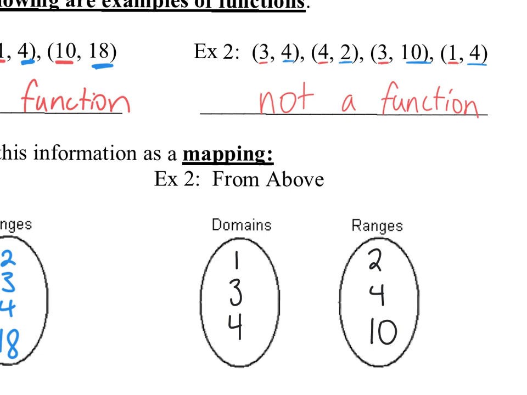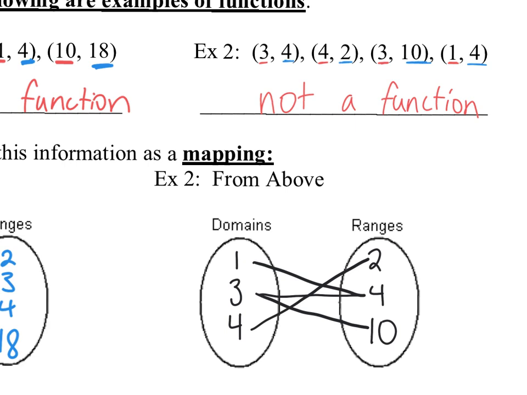And now we just draw our lines in the right spots. So 3 maps onto 4. 4 maps onto 2. 3 maps onto 10. And 1 maps onto 4. If we look, just starting from the top down, the first thing I notice is that 1 and 3 both map onto 4. Is that okay?